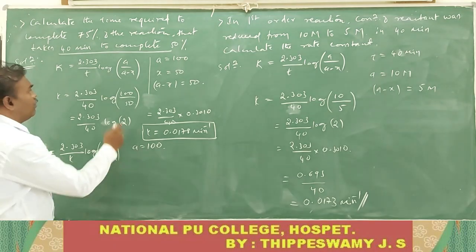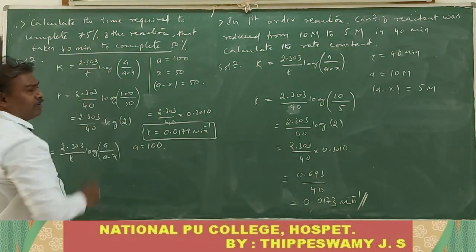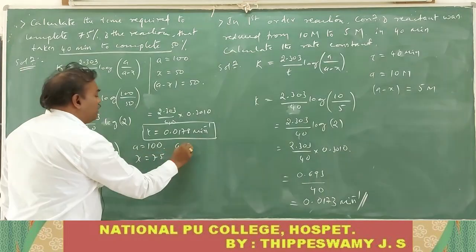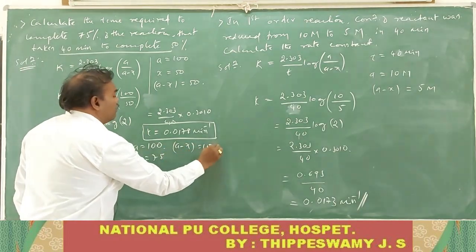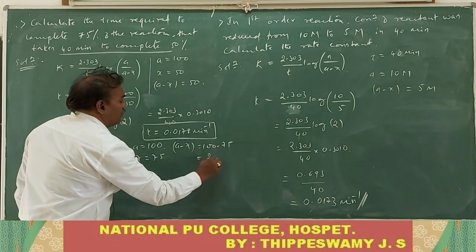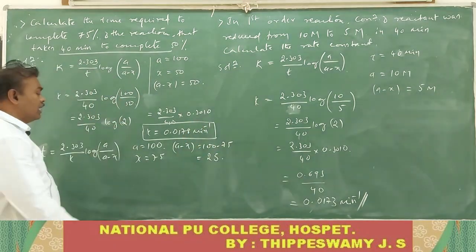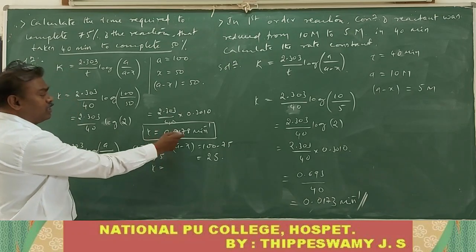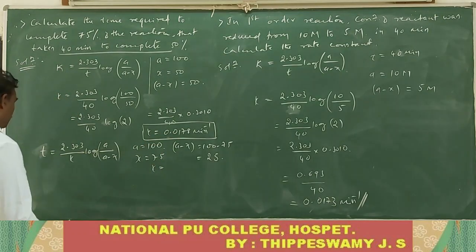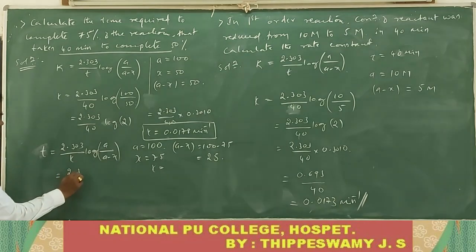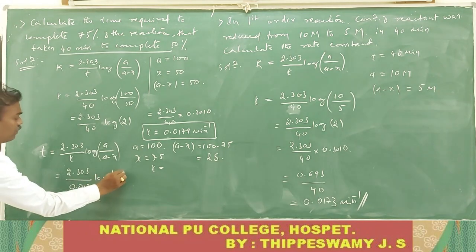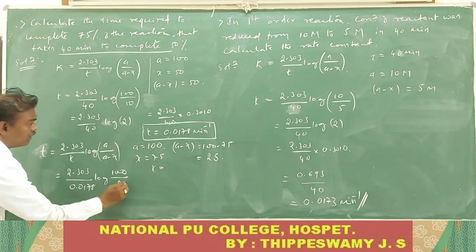And what is the value of x? To complete 75% of the reaction, x is equal to 75 only. Then a minus x is equal to 100 minus 75, which is 25. And the value of K given is 0.0178 per minute. Substitute the values: 2.303 divided by 0.0178 into log of 100 divided by 25 only.